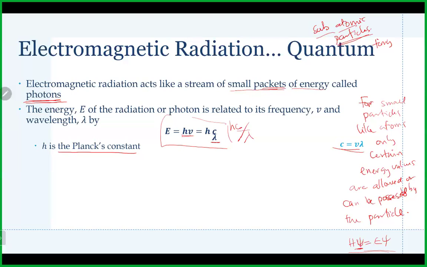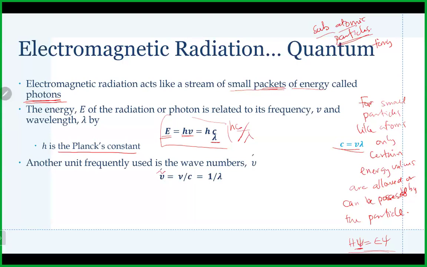So that gives us the relationship between energy, frequency, and wavelength. Just to mention one other frequency unit that is used, another unit is called the wave number, and is given the symbol nu with a squiggly sign on it. We'll continue. So we have that relationship that is important to know.